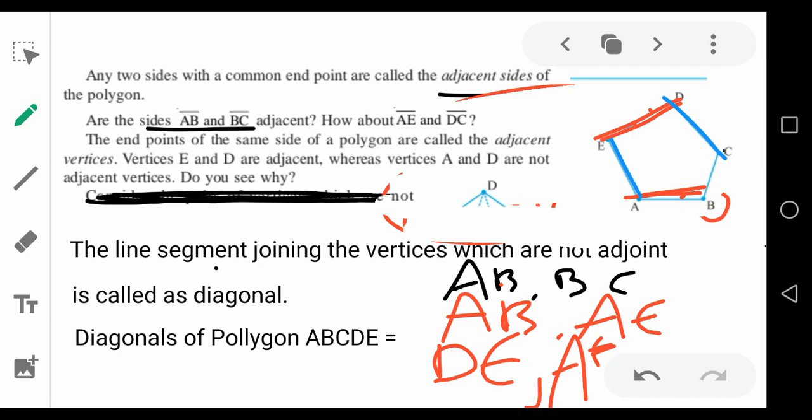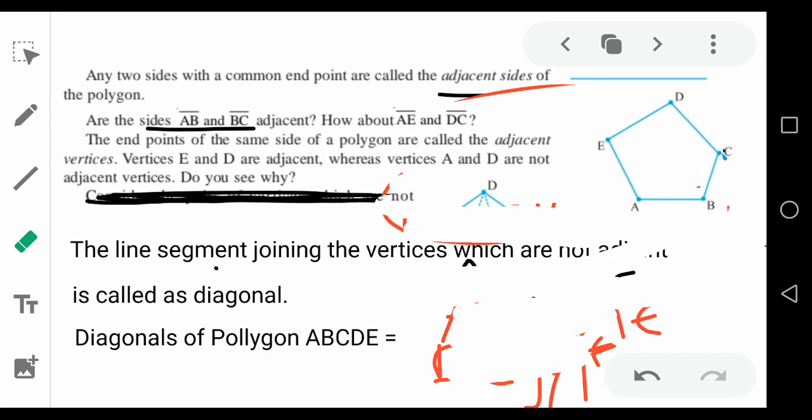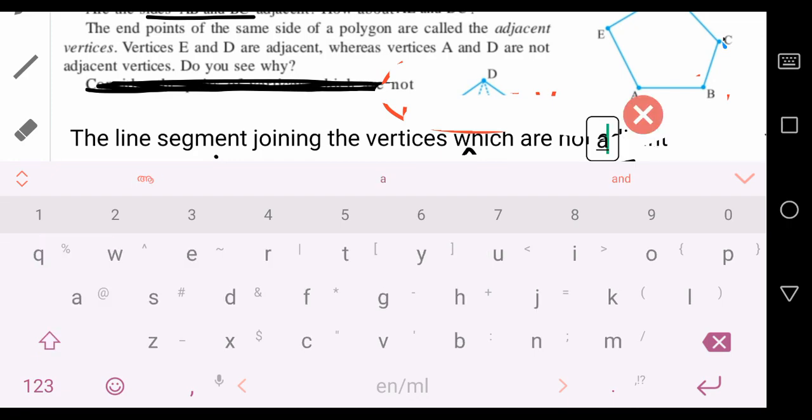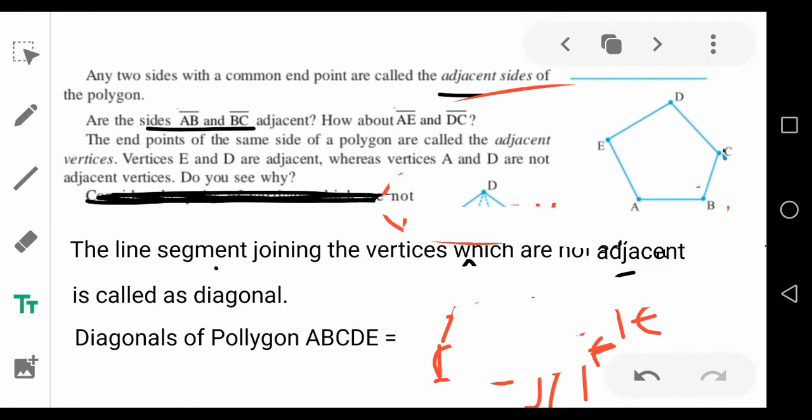Now, the line segment joining the vertices which are not adjacent is called a diagonal. I will drop this and I will explain, otherwise it will be full confusion for you. Okay. The line segment joining the vertices which are not adjacent. I will write it here. Adjacent, adjacent. So line segment joining the vertices which are not adjacent.